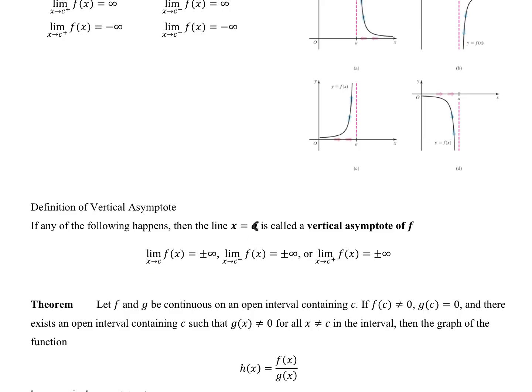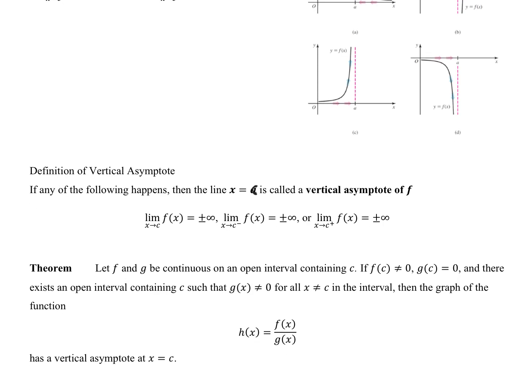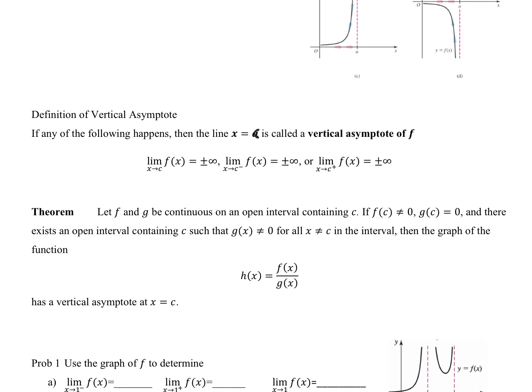The next theorem provides us a way to find the vertical asymptote. This theorem says f and g are continuous on an open interval containing c. If f of c is not equal to 0 and g of c equals 0, that means this is not equal to 0 and this is equal to 0 at c, then x equals c is going to be the vertical asymptote.